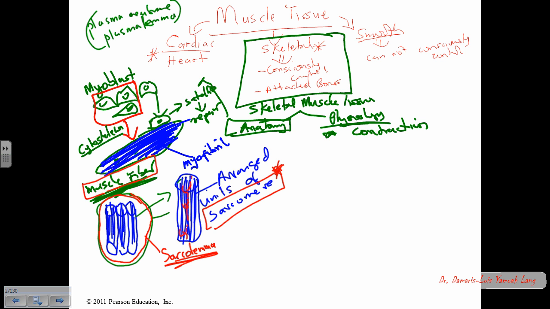Sarcolemma. And this plasma membrane has a connective tissue wrapped around it. This connective tissue is wrapped around the muscle fiber or the muscle cell. Either you call it muscle fiber or muscle cell, same thing, all right? So each muscle fiber or muscle cell has a connective tissue wrapped around it. That connective tissue is called endomysium.